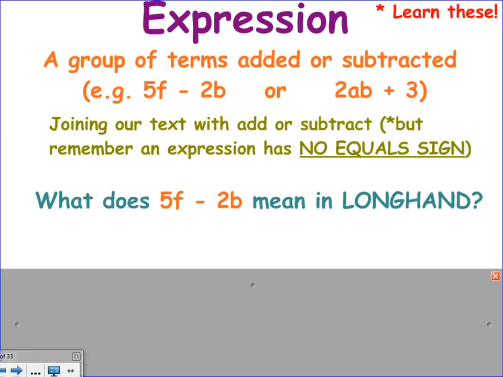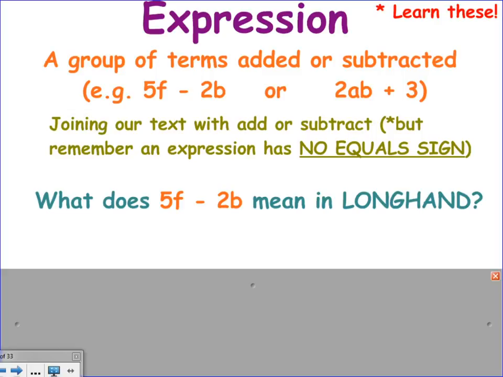2ab plus 3 is an expression, because ab is an ab term, and the number 3 is a number term. Okay? So when you start seeing pluses and minuses with these terms, you know it's an expression. But the biggest single giveaway that something is an expression is there's no equal sign. So when they ask you to write down an expression in the exam or spot the expression, the really big giveaway is you'll have a term, a plus or a minus, and then another term.